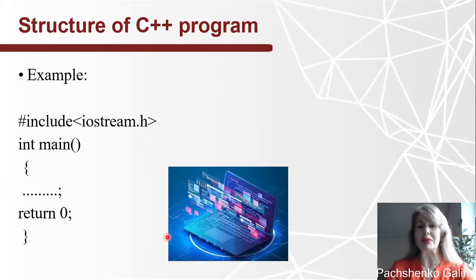Structure of a C++ program. Example. First of all, we include this line to work with printing out our variables. Then int main, this is the main function of a C++ program, and we put our code inside our function main between these two curly braces. So we always write here declaration of variables, assigning values, and operators displaying on the screen.